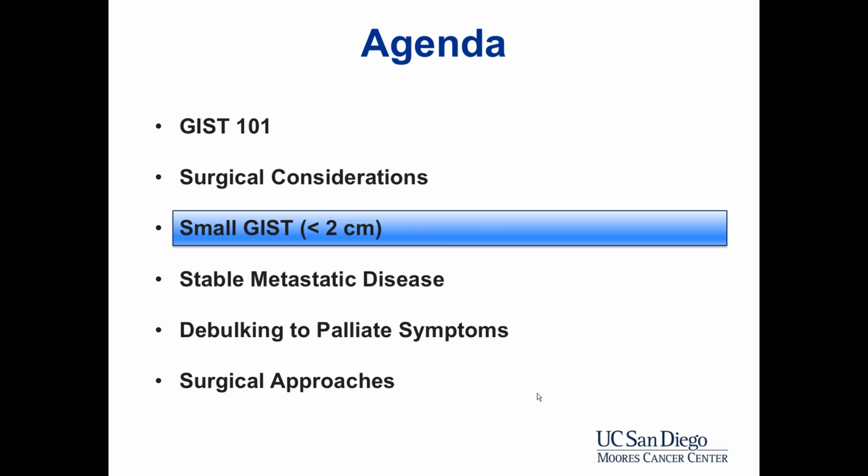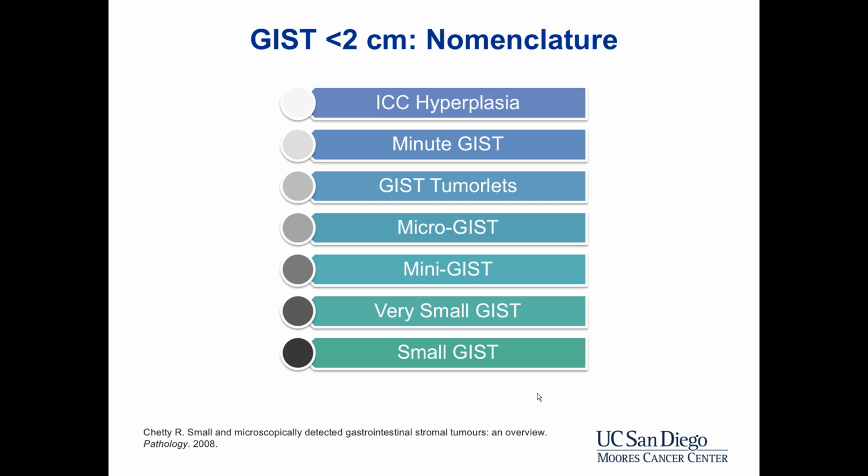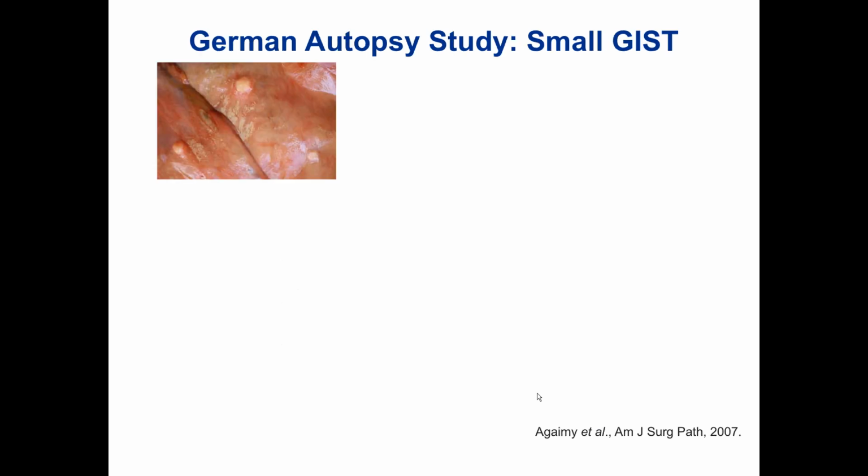So with that, we're going to move on to another subset of GIST that raises a lot of questions, which is the small GIST. So those less than 2 centimeters, and these go by lots of different names depending upon which studies you read in the literature. People talk about ICC, or interstitial cell of Cajal hyperplasia, minute GIST, GIST tumorlets, microGIST, mini GIST, very small GIST, small GIST. Obviously they're all sort of a gradient, if you will, but referring essentially to the same thing.